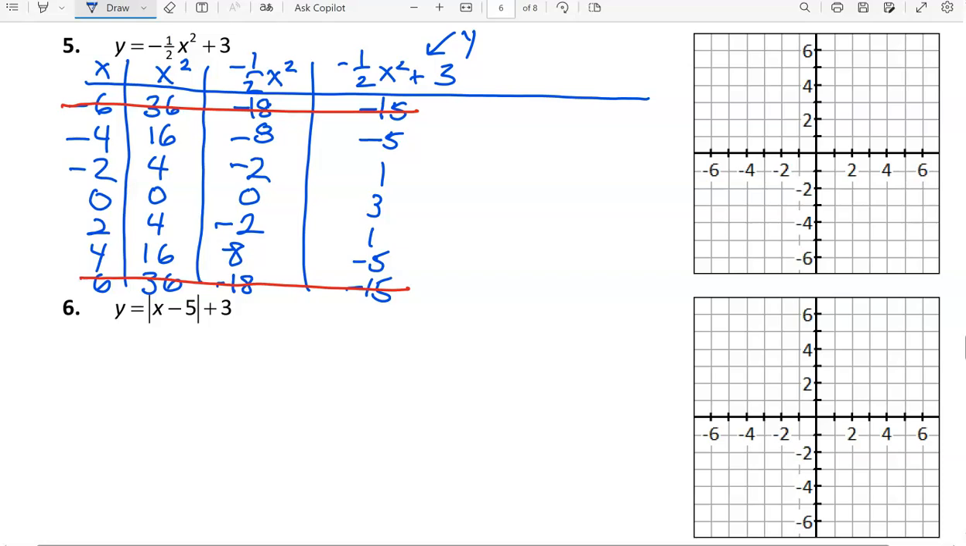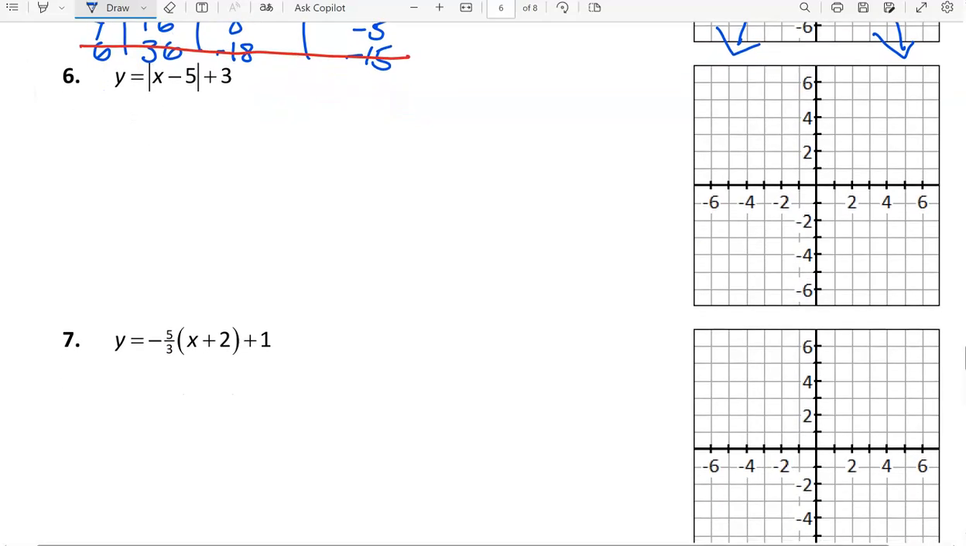-4, -5, -2, +1, 0, 3, and be really careful where you graph it, and I will try to be too. And then we have 2, 1, and 4, -5. And we have a nice parabola shape that will always occur when we have a square in the equation.